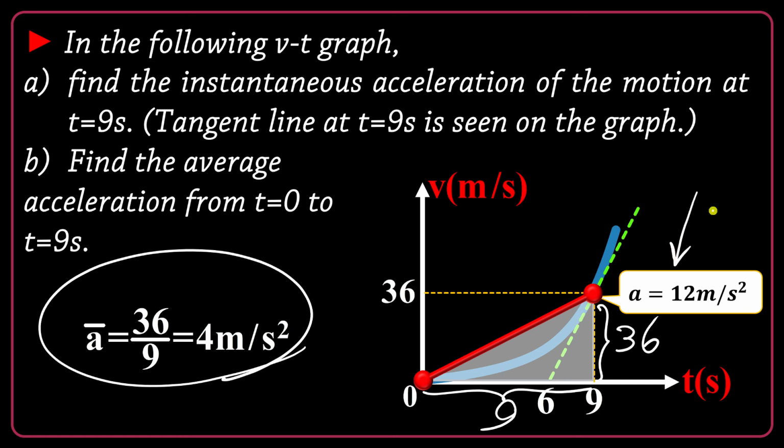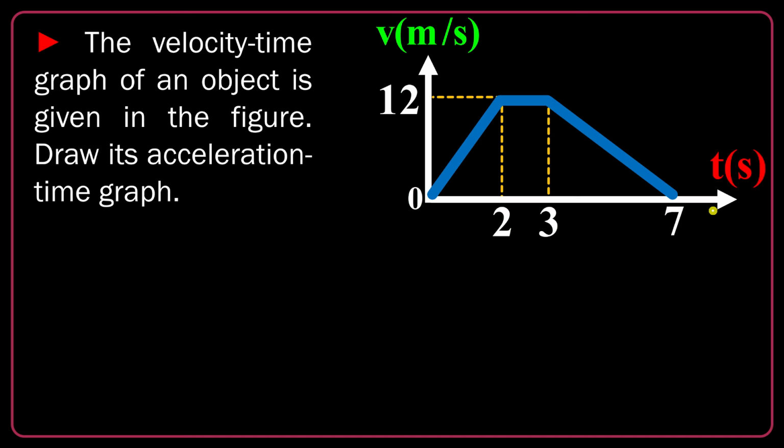This is because the velocity time graph here for this case is a curve. If it is a line, it's not important. And anyway, the acceleration is always the same. Look at this one. The velocity time graph of an object is given in the figure.